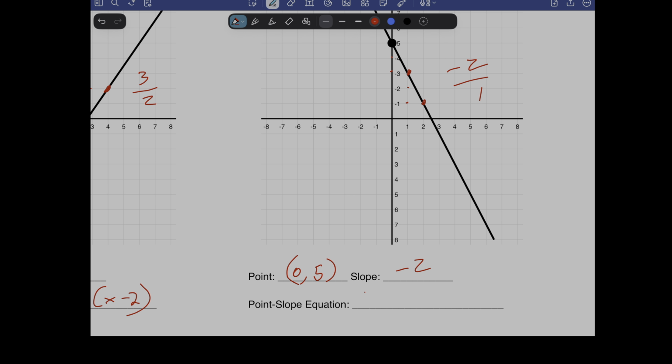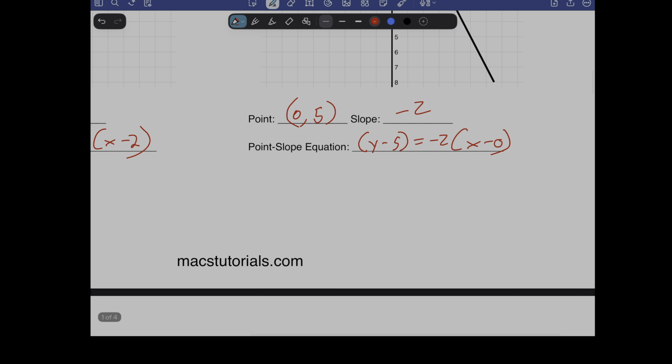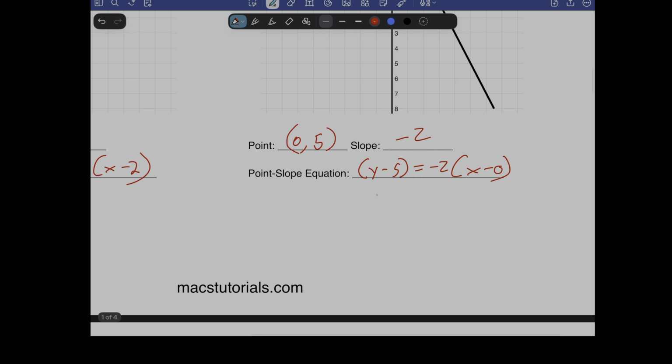So now when I put this in, let's go ahead and put in my y's. Y minus 5 equals slope is -2, x minus 0. Or you could just write an x there. I think it looks good when you write the -0 because it makes it very clear what to do. But if you didn't, you would get y minus 5 equals -2x. Now watch this. If I were to add 5 to both sides, boom, boom, y equals -2x plus 5.